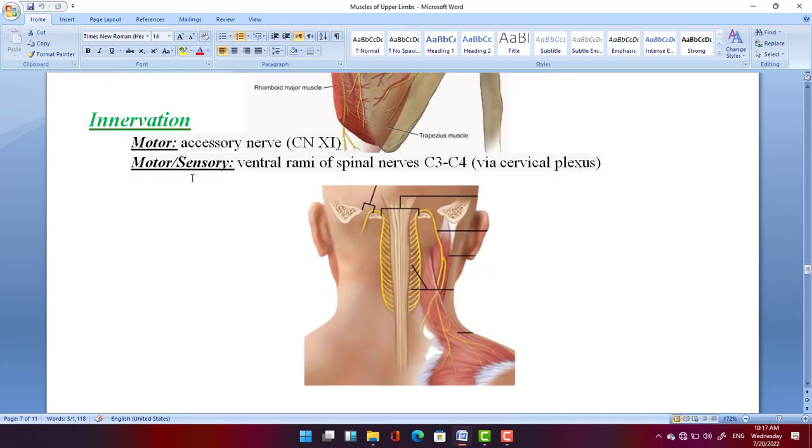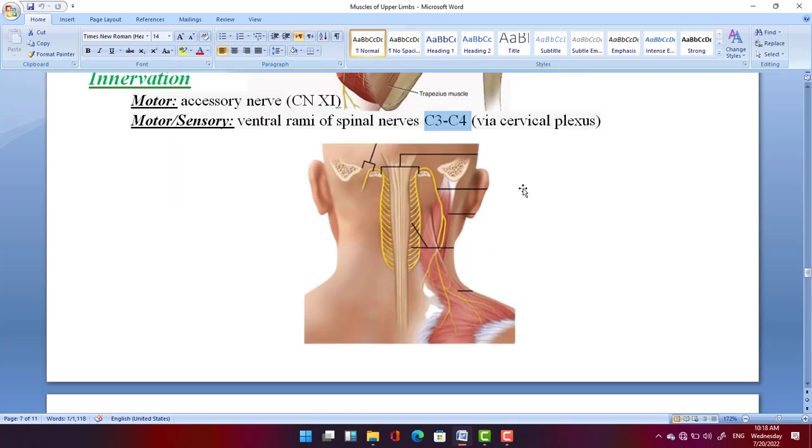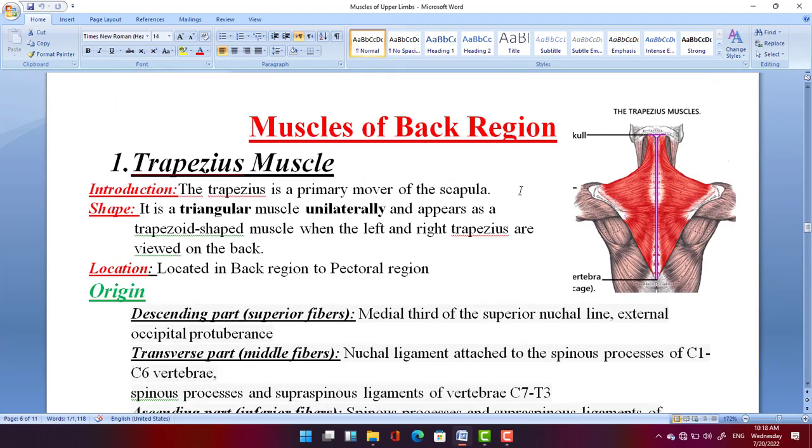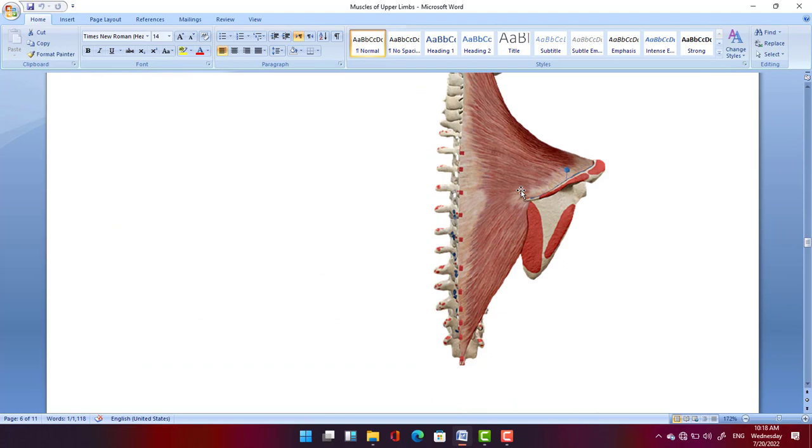And what about innervation? Its motor innervation comes from the accessory nerve, which is cranial nerve number 11, and motor or sensory innervation from the ventral rami of the spinal nerves C3, C4 via the cervical plexus. So this was about the trapezius muscle, the first muscle in the back region.